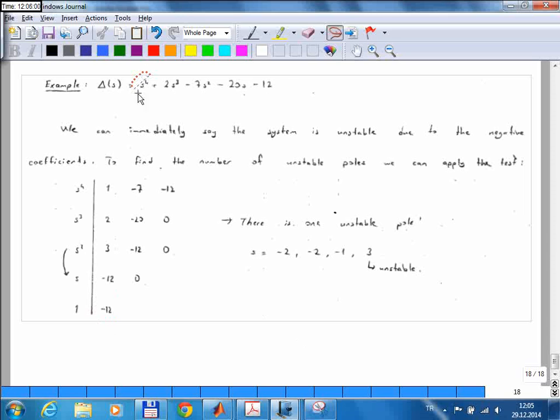And if you calculate the exact pole locations, you see that there is indeed one unstable pole. Okay, so having 3 negative coefficients doesn't mean that there should be 3 unstable poles. Okay, so this is a good example for that.